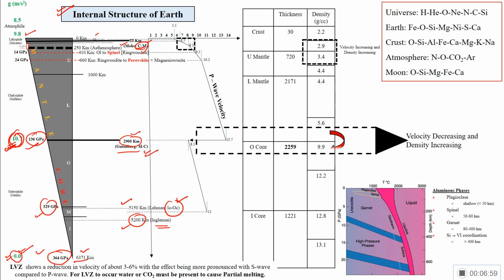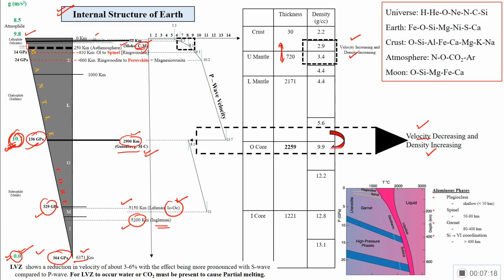What actually happens at the boundary of crust and mantle? Velocity increases, density also increases. But in the case of the mantle and core, the velocity is decreasing and density is increasing. So we call it a velocity inversion boundary.